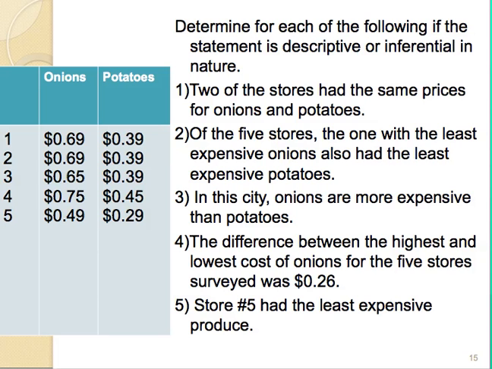Number 4, the difference between the highest and the lowest costs of onions for the 5 stores surveyed was 26 cents. And the last one, store number 5 had the least expensive produce. Alright, I'm going to give you 15 seconds to look back again at the questions and make a note of your responses, and let's see if you are correct on the next slide.